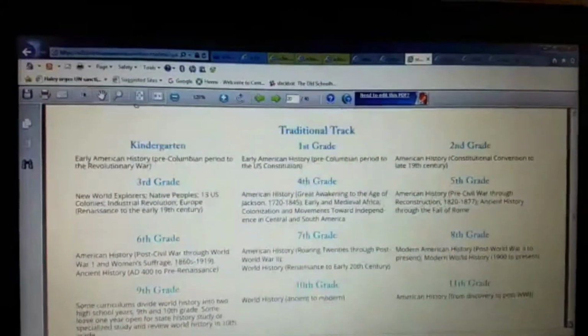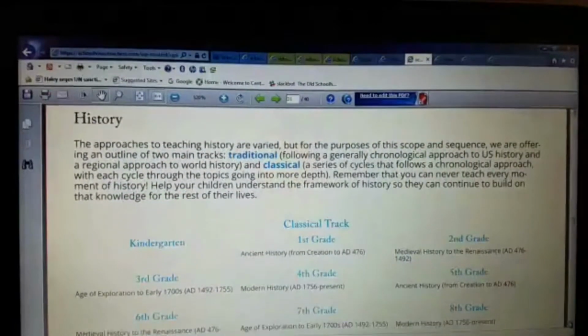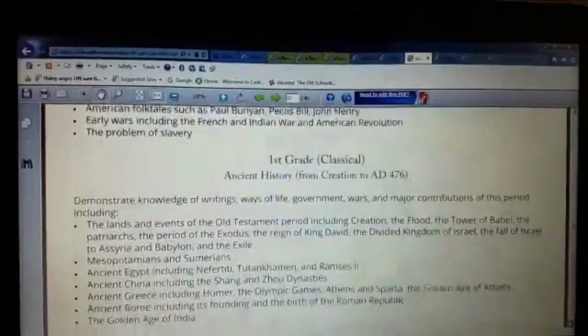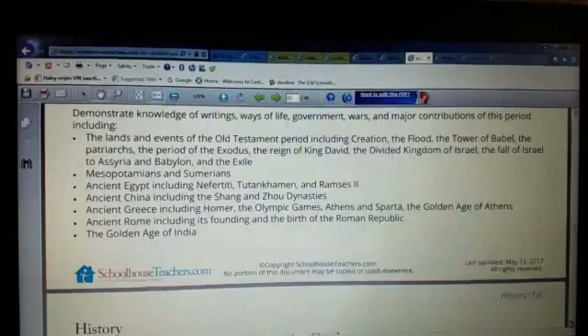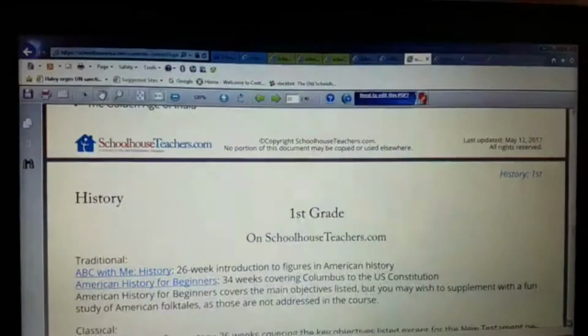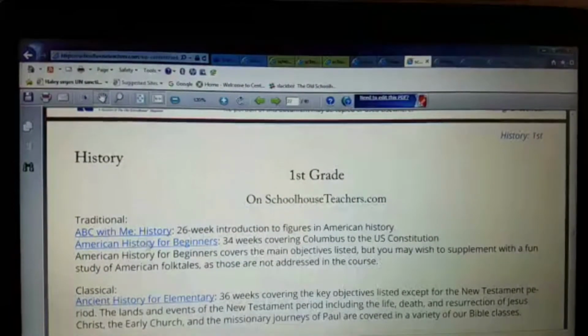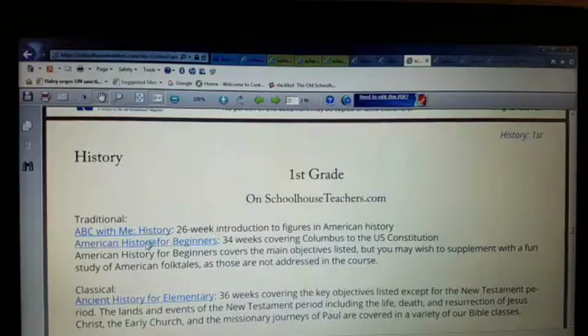It gives you here a traditional track, and it gives you later on the classical track, but it has every grade on here. And what I chose was history. I chose early American history for beginners. Here we are down here. American history for beginners, 34 weeks covering Columbus to the U.S. Constitution. So let's look at that, a sample of that.